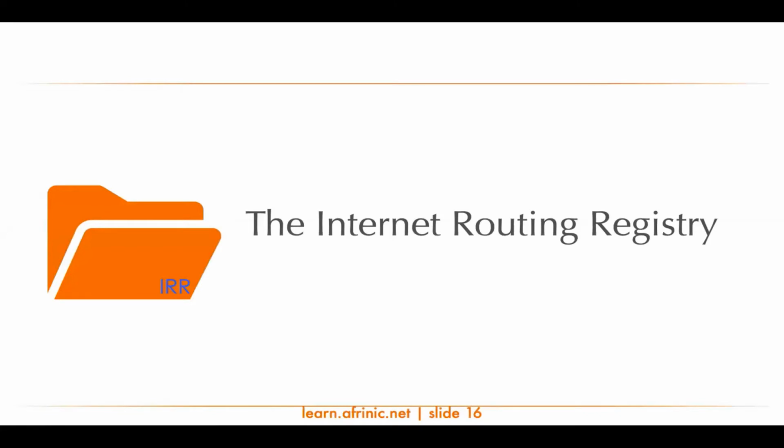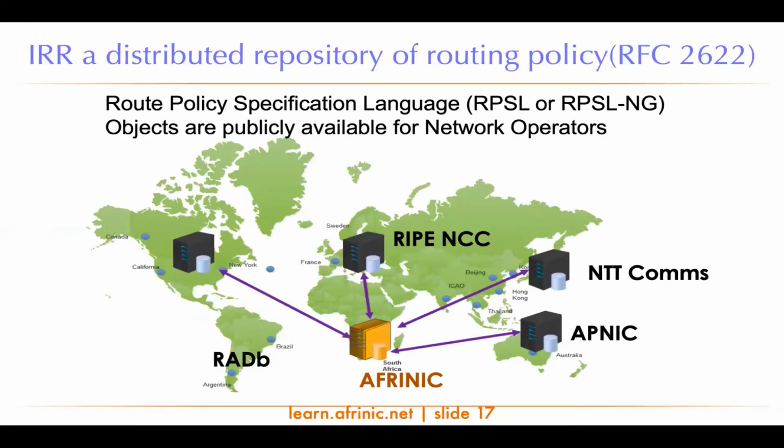So let's start with the Internet Routing Registry. What's the Internet Routing Registry? It is defined in RFC 2622, and it is a public repository where you can store routing policies. Your routing policy is actually how packets go in and out of your network. And this is stored on those various repositories using the RPSL language, that is the Routing Policy Specification Language.